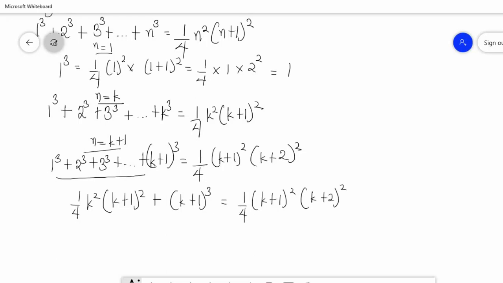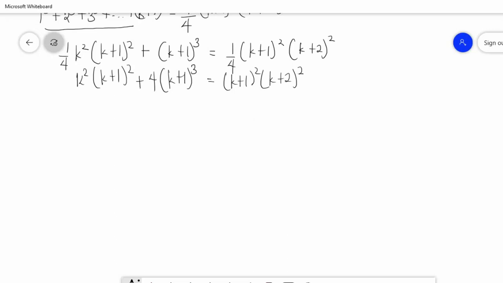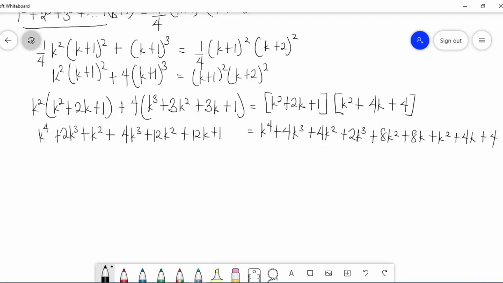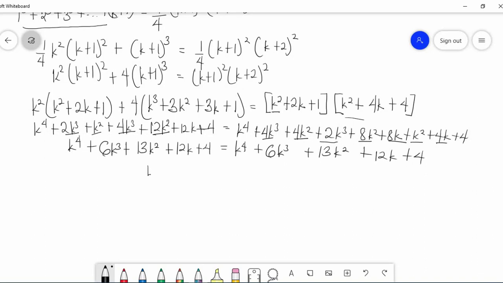So let's try and simplify. So now let's do the expansion. Let's expand further. We can now add like terms here. So we can see that the left hand side of our equation is equal to the right hand side of our equation. So now we've proven that 1 cube plus 2 cube plus 3 cube plus 4 cube plus 5 cube on and on plus n cube is equal to 1 on 4 n squared times n plus 1 all squared, and this is true for all values of n through mathematical induction.